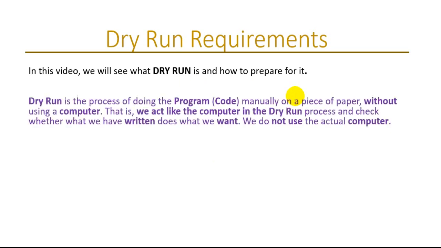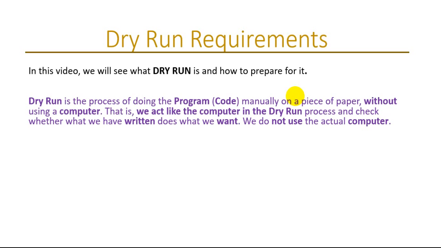Dry run is the process of doing the program or the code that you have written manually on a piece of paper, without using a computer. Normally when you write a code, you give it to the computer to do something. You write a code to do a certain thing that you want. So before giving it to the computer, you have to check whether this code will actually give you what you want. This is why dry run becomes very important.